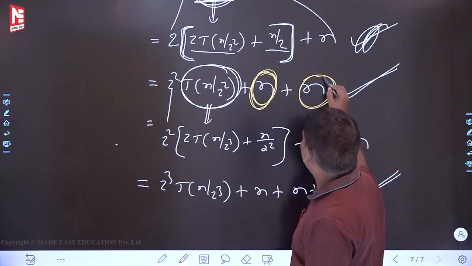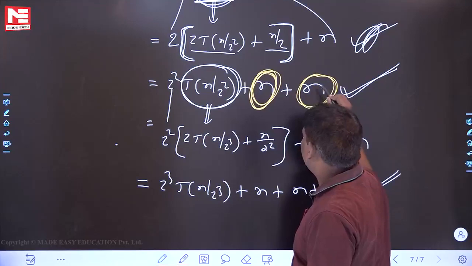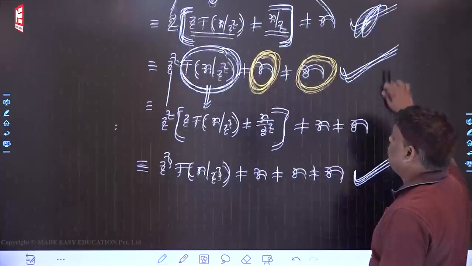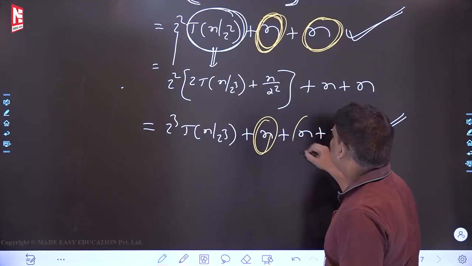Can you help me now? First level, second level, is the non-recursive term the same or different? Same. That indicates that every level the same will come. The series is not coming, the same is coming. If you want, you can check. At the third level, one more non-recursive term came.